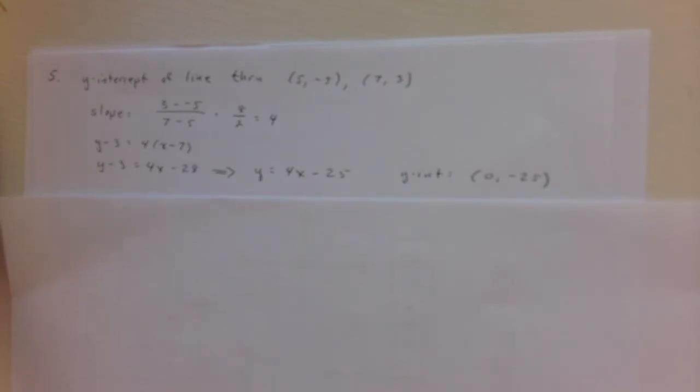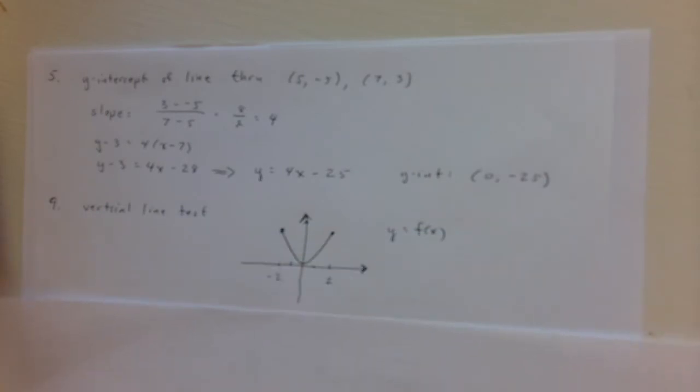The next problem I want to talk about is number 9. It's one of these conceptual problems. They talked about a vertical line. Well, how many times can a vertical line cross the graph of a function? And a lot of people were saying exactly once. The thing is that a vertical line might not intersect it at all.